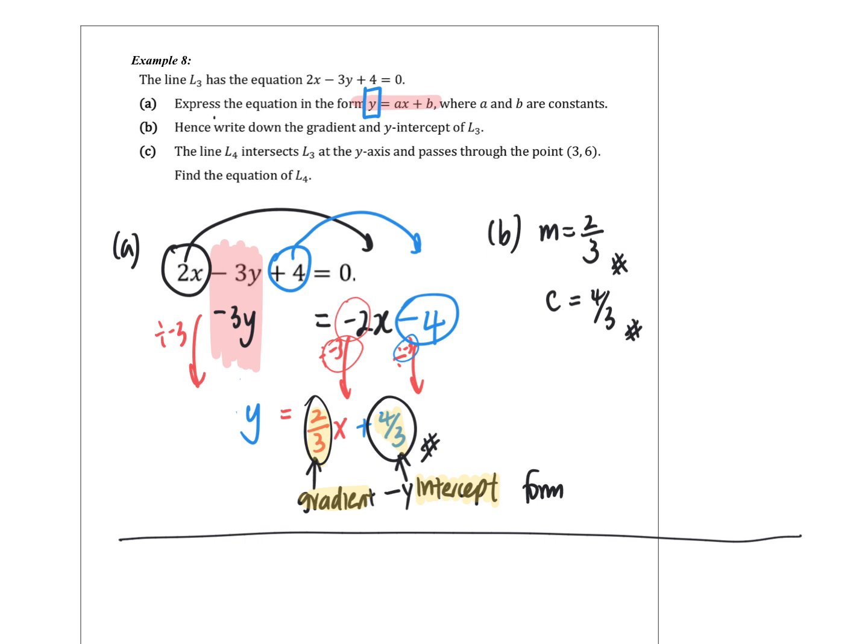Okay, especially the word hence. When you see the word hence, it means use the answer from part A. So whenever you see the word hence, it means use the answer that you get from part A. Okay, lastly, I have another line that intersects L at the y-axis and passes through the point (3, 6). Find the equation.